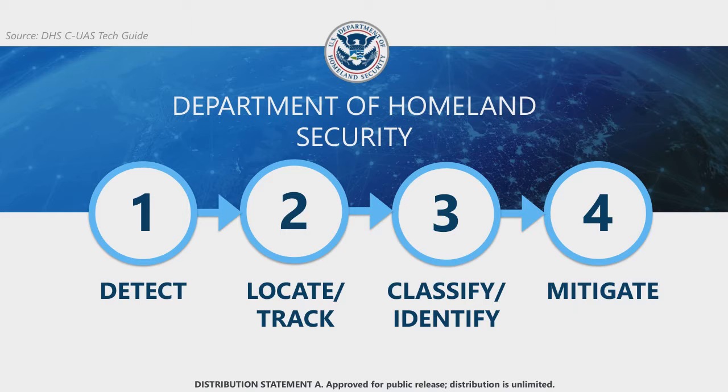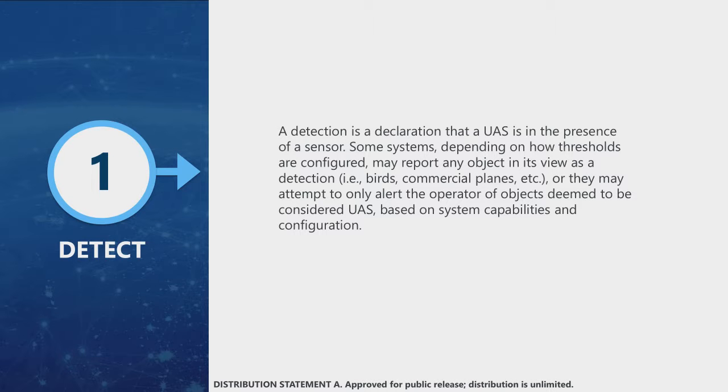So now we'll go into a little bit of the Department of Homeland Security's methodology, which is very similar, but in their parlance, there's detection, and then there's locating and tracking, which is a little bit different, classifying and identifying, which have some nuances, and then mitigating. This comes right out of the Counter UAS Tech Guide that is produced by the Department of Homeland Security. So detection is simply a declaration that, just like with the DoD, a UAS is in the presence of a sensor.